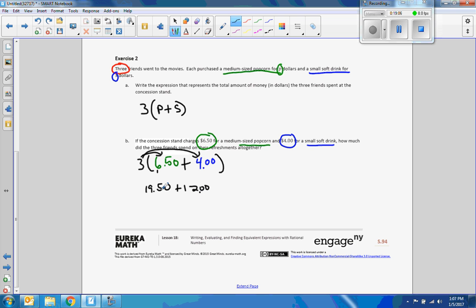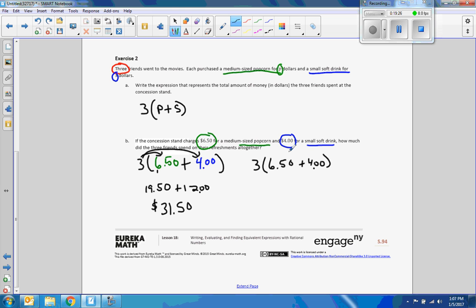So $19.50 plus 12 is $31.50. Okay, the other way we could have done it, let me just do this again. 3, $6.50 plus the $4. Okay, we can use PEMDAS instead of the distributive property.